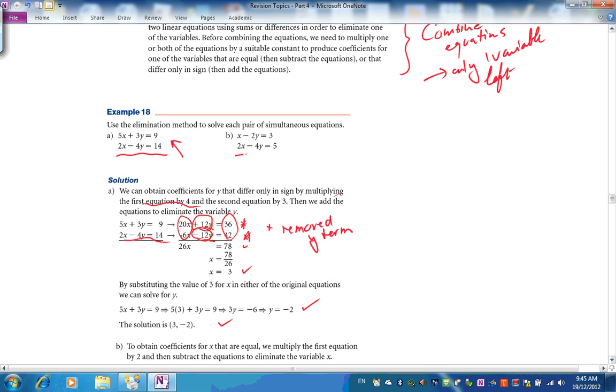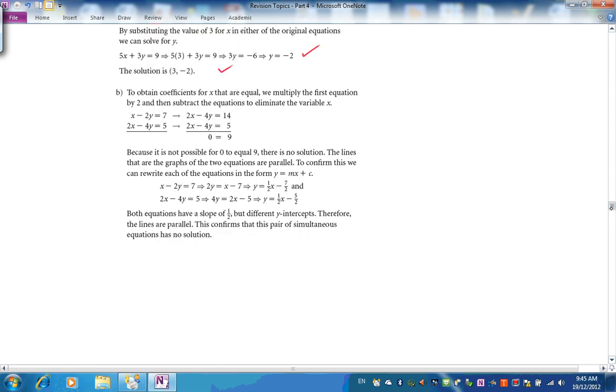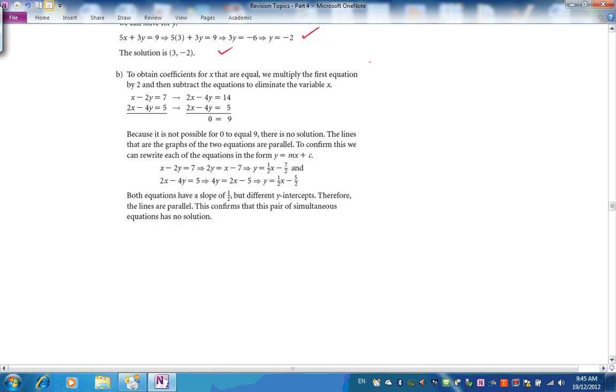Let's have a look at this second one and see what happens there. In the second one, to obtain coefficients for x that are equal, we multiply the first equation by 2. There we get it. And then the second equation already has 2x. So if we now try to eliminate by subtracting the equations, 2x take 2x would be no x. Oh, hang on, the y's go out as well. So here we have 0 equals 9, which is not possible. So there is no solution.